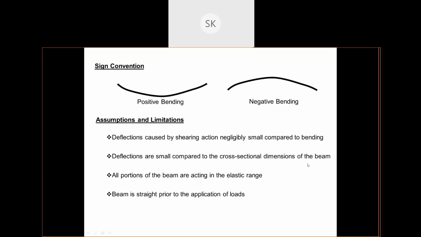That means if your beam is 400 mm by 300 mm and the length is 9 meters, the deflection will be very small. All portions of the beam are acting in the elastic range. So they are assuming that your beam is in the elastic range. This elastic range comes from, see, every class is related to another. Okay, you have the stress-strain diagram, right? We have discussed the stress-strain diagram. In the stress-strain diagram, the elastic range is where, when you apply a load and remove the load, it will come back to its original position, right?